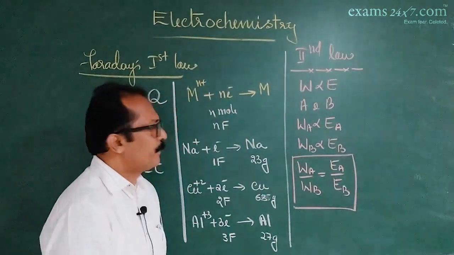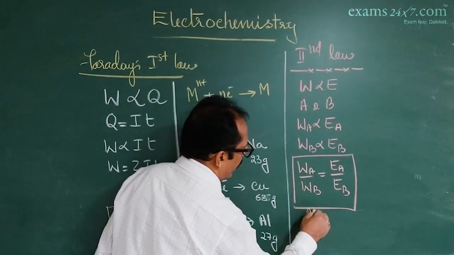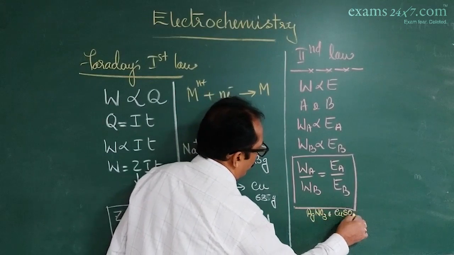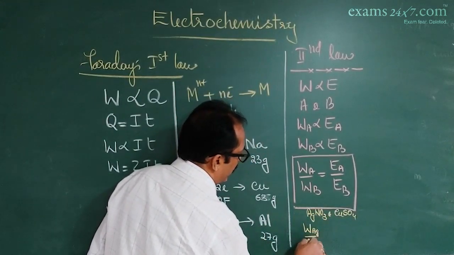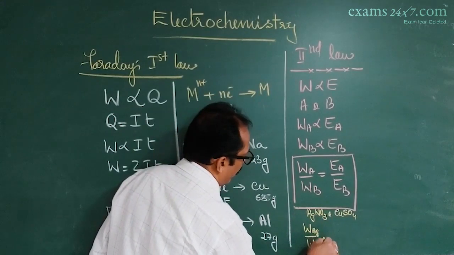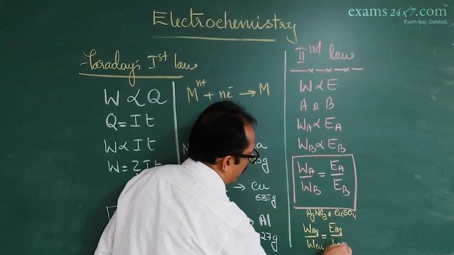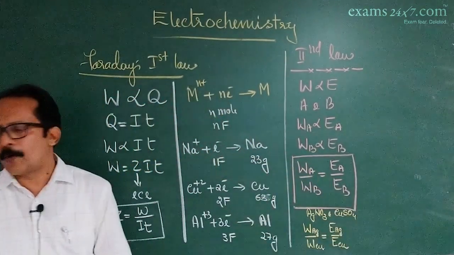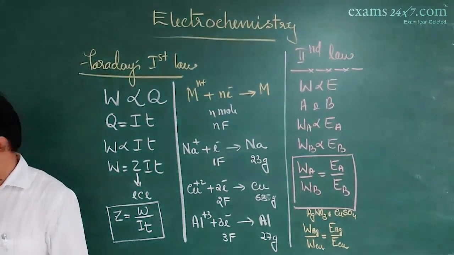Similarly, if you consider silver nitrate, AgNO3, and copper sulfate, the mass of silver deposited divided by the mass of copper deposited is equal to the equivalent mass of silver divided by the equivalent mass of copper. So this is about Faraday's second law of electrolysis.